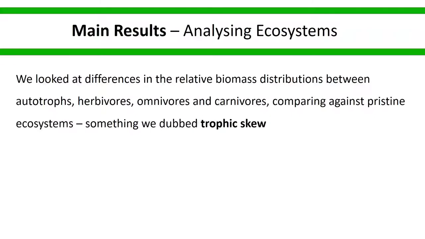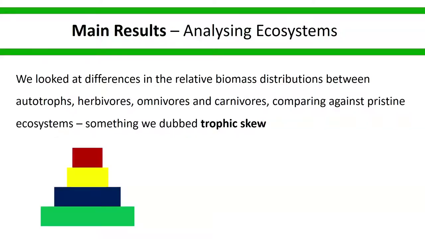So to jump into the results, the first thing we looked at was a metric of ecosystem function, or a change in ecosystem function and structure, which we devised for this study. We envisaged it as a very coarse understanding of how the structure of the ecosystem might change, which we dubbed trophic skew. The concept being that our perturbation was the removal of plant biomass from a pristine ecosystem represented here by a very simple trophic pyramid of plants, herbivores, omnivores, and carnivores.